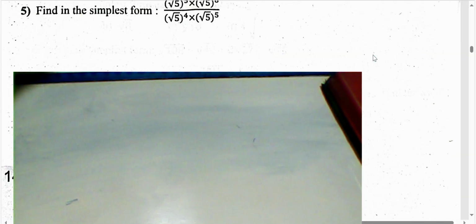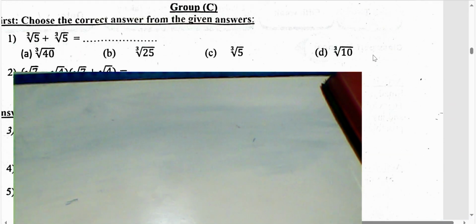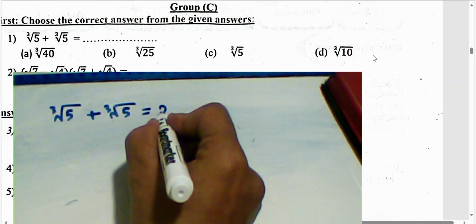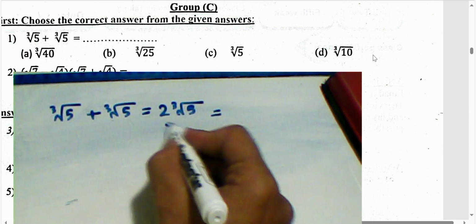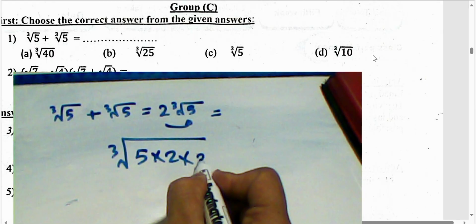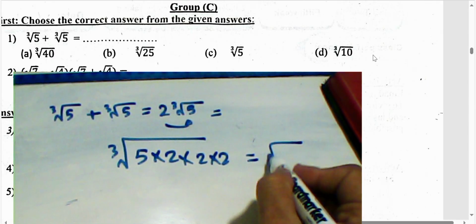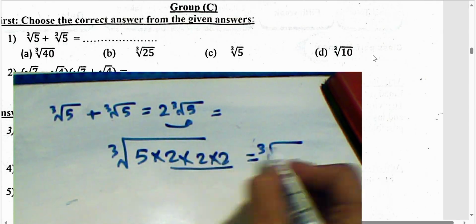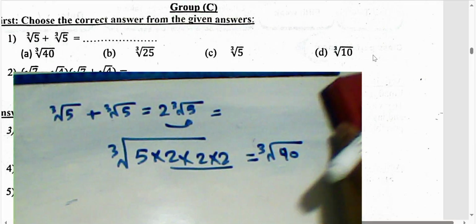Next question. Group C. We want to find cubic root of 5 plus cubic root of 5. The result will be 2 cubic root of 5. We can write 2 down here. Write cubic root 5 times 2 by 2 by 2. Cubic root of 5 times 8 equals 40. Okay. Choose letter A. Next question.